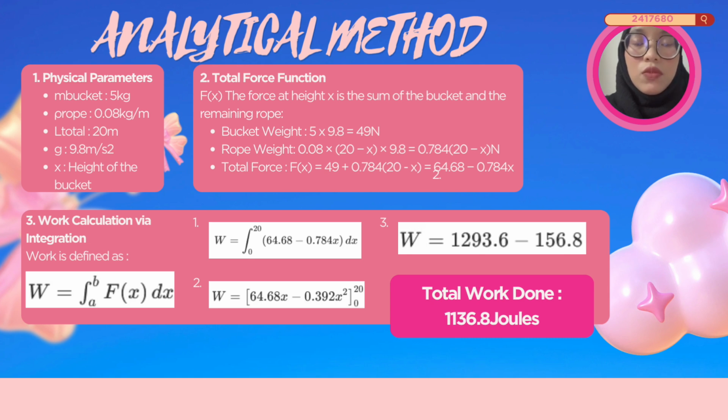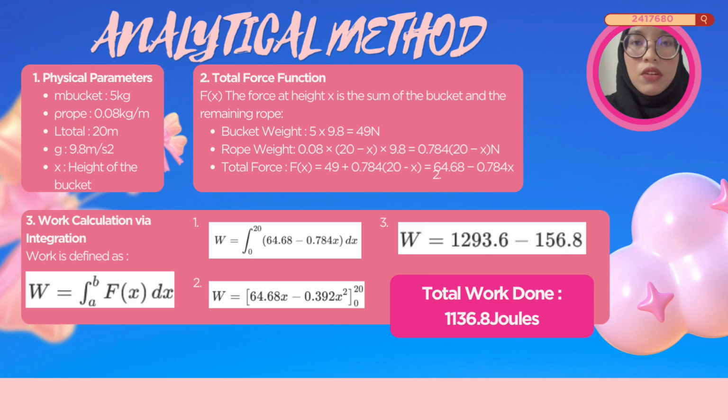Our model begins with 4 key physical parameters. The bucket mass is 5 kg, the rope density is 0.08 kg per meter, the total height is 20 meter, and as mentioned, gravity is set at 9.8 meter per second square. To calculate the work done, we first derive the total force function F(x). This is the sum of 2 components, the constant weight of the bucket, which is 49 Newton, and the weight of the hanging rope, which varies as the bucket is lifted.